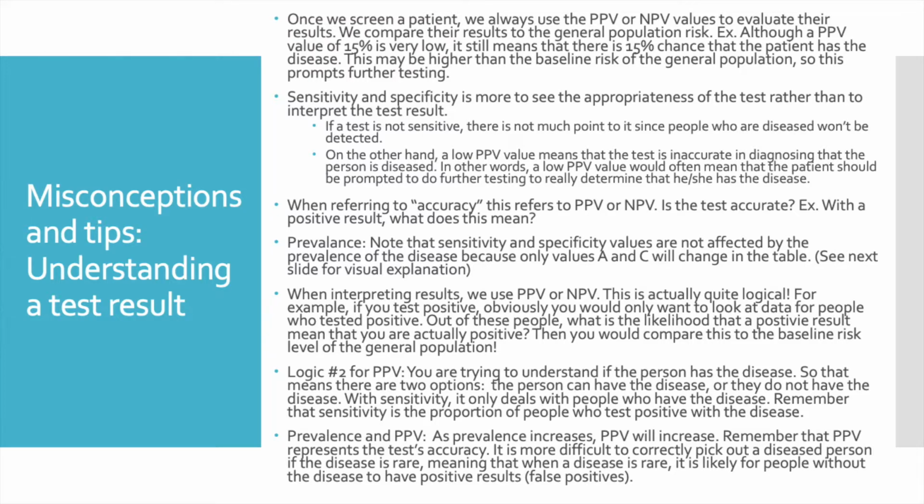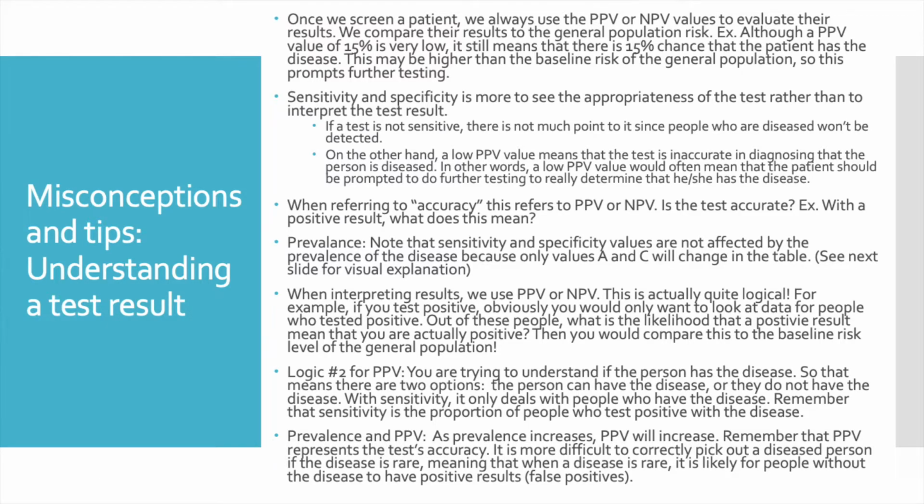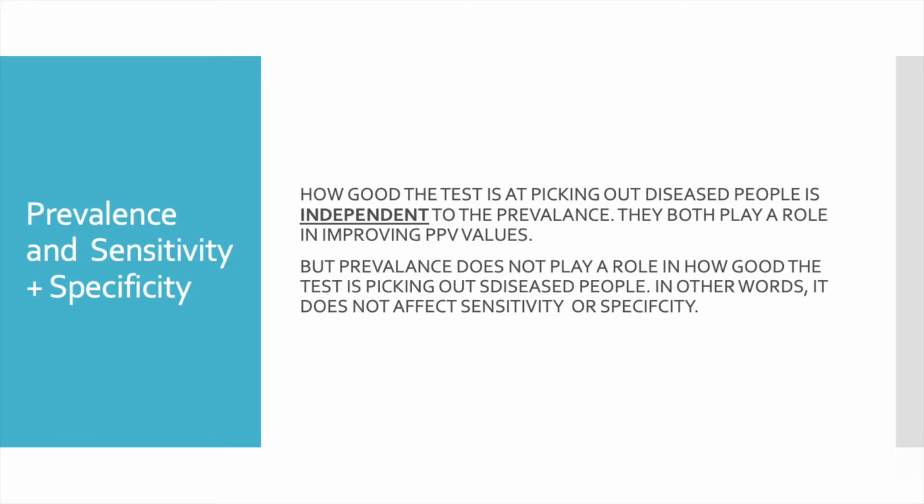Furthermore, prevalence actually plays a role. So if the disease is more common, there will be a rise in PPV values, not NPV. Assuming that the test is good at picking up people that are diseased, then obviously more people will be correctly diagnosed. Notice that I said if the test is good at picking out the people who are diseased. So therefore, prevalence does not play a role, but rather how good the test is in itself. This is why sensitivity and specificity values are not affected by prevalence.